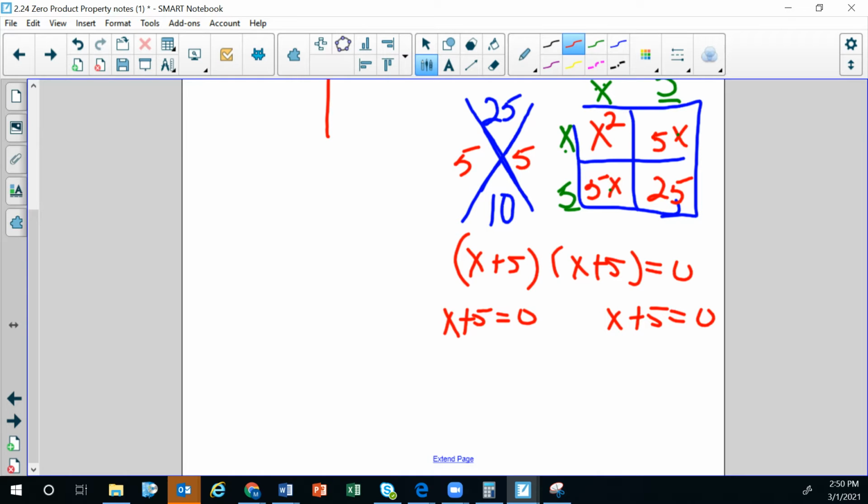And if I add a -5 to both sides, here I'm trying to find x. I want to know what the variable is, what is it equal to. And so if I add a -5 to both sides, okay, that's going to give me x is equal to -5. And similarly on the other side, I'm going to get the same answer if I add a -5 to both sides. I draw my line, x is equal to -5. So -5 is my solution, or the zero of the equation, okay?